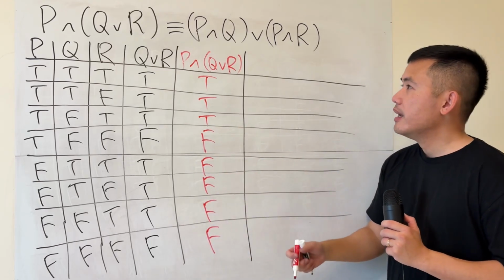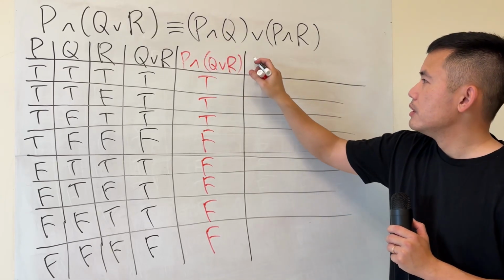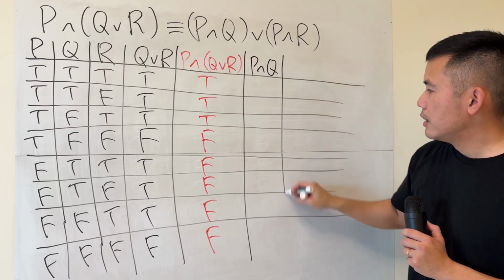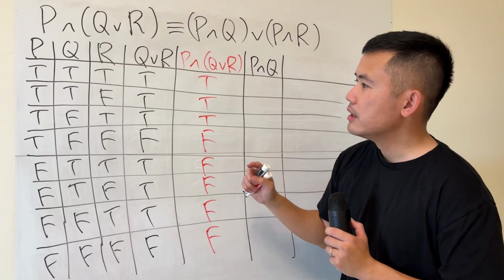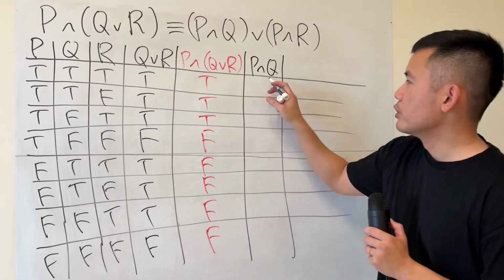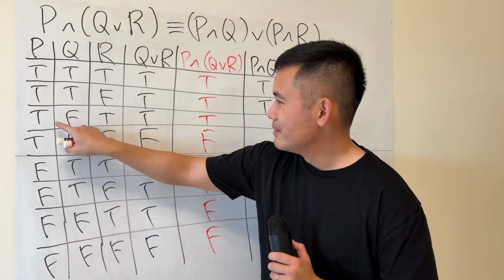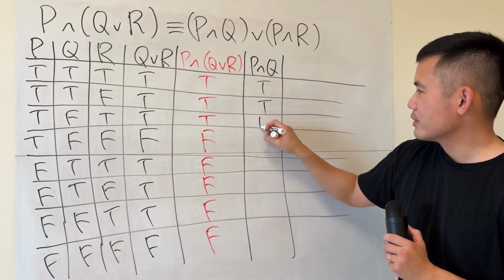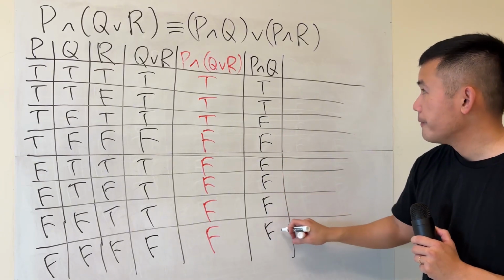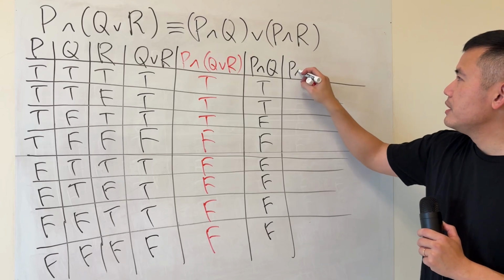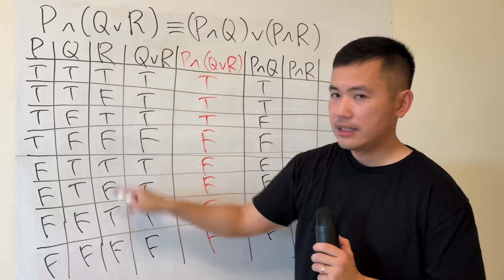Now let's look at the right-hand side. First, I need P and Q. So it's just going to be these 2 columns, and it's an and statement. So I need both of them to be true in order to be true. And then that's it, because there is at least one F for the rest, so just put F. And here we have P and R. So we're looking at this and that.